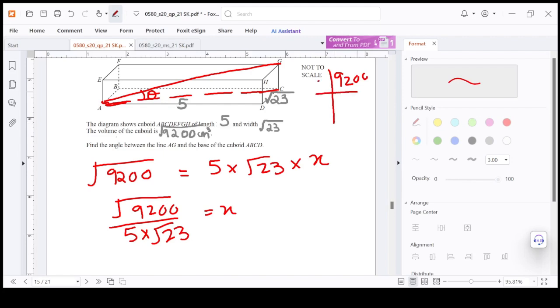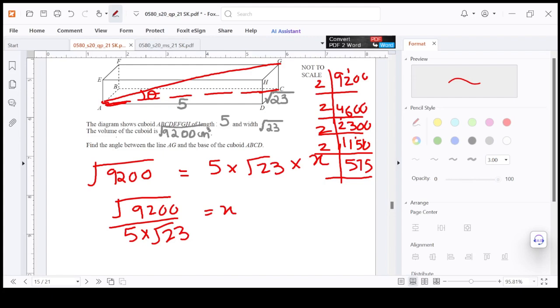Prime factorization: 2, 4 here, 6 here, 00. Another 2, 2, 3, 00. Another 2, 1, 1, 50. That's a lot of 2's. Another 2, 5, 7, 5, then a 5. Let me check this with the calculator in case I mess up somewhere.